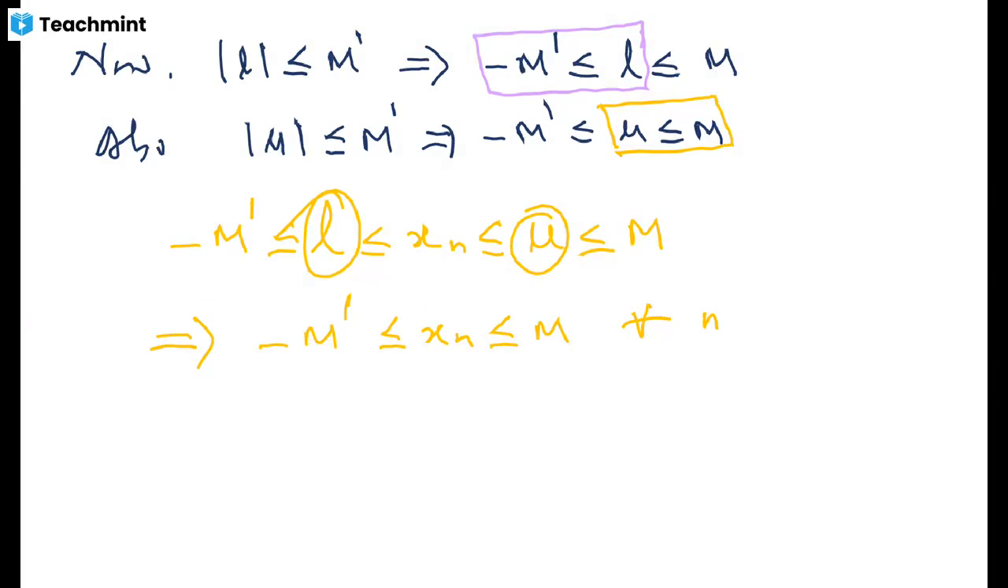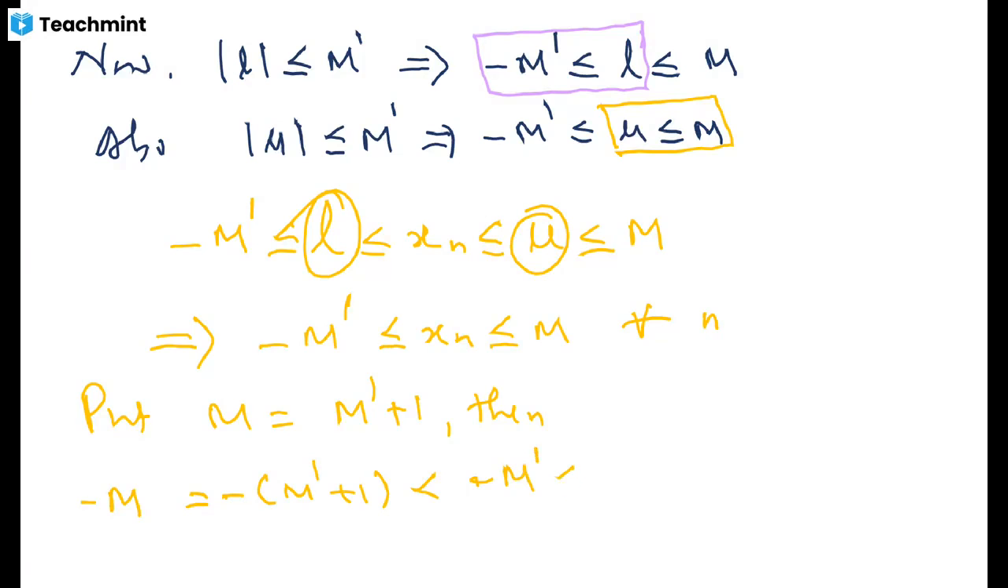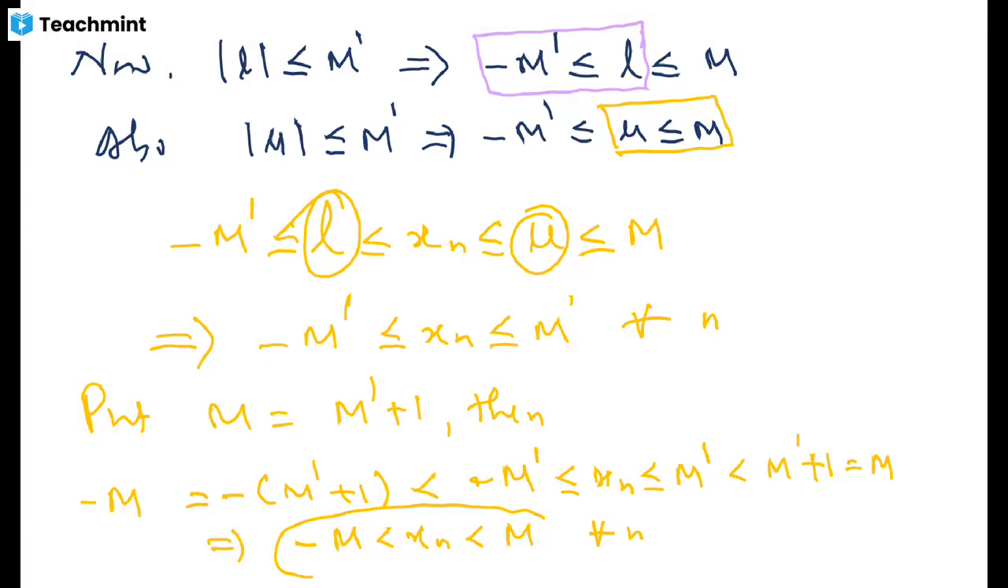So if I put M equal to M prime plus 1, then clearly this inequality implies that minus M, which is minus of M prime plus 1, is strictly less than minus M prime, which is less than or equal to xn, which is further less than or equal to M prime, and M prime is strictly less than M prime plus 1, which is equal to M. So what we get is minus M strictly less than xn, and this is strictly smaller than M for every term of the sequence. And this last inequality says that the modulus of the term of the sequence xn is strictly less than M. So this is the direct part.